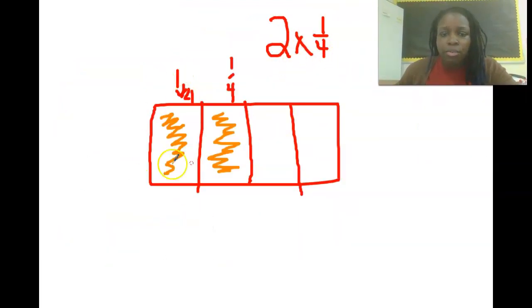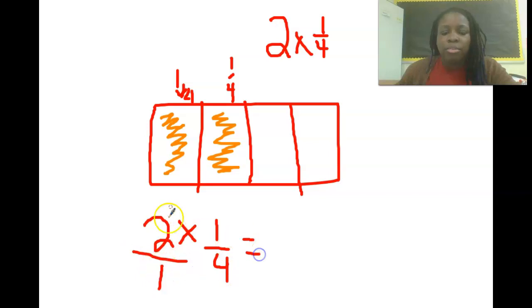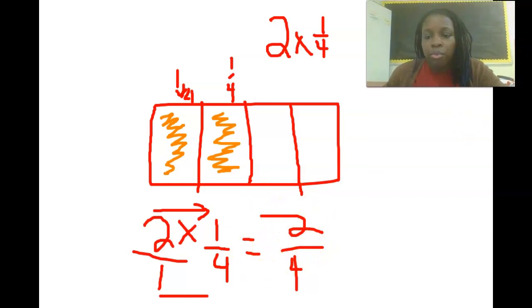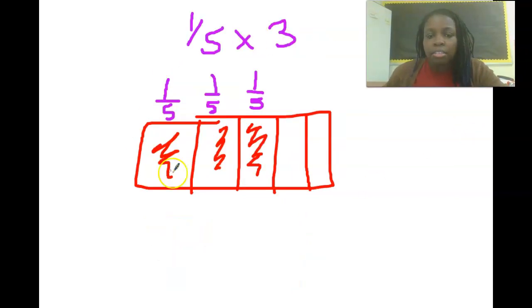2 times 1/4. We said this was 2 times 1/4. Let's solve this. 2 times 1/4. What do we put underneath for whole numbers? Go to 1 and let's multiply across. 2 times 1 is 2. 4 times 1 is 4. 2/4. This isn't improper, so I don't have to change it or anything. This is a regular fraction, right? So 2/4.